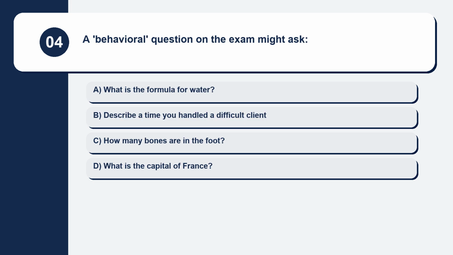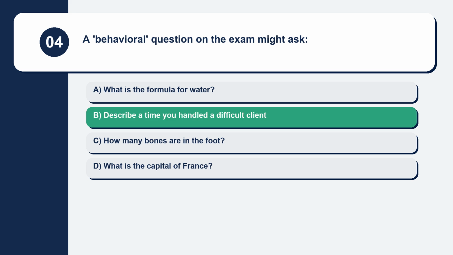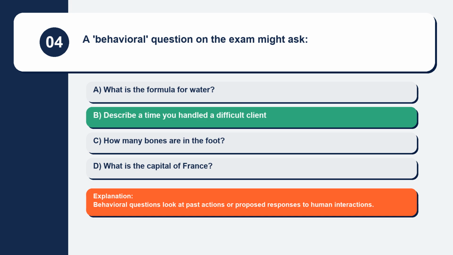Question 4. A behavioral question on the exam might ask: what is the formula for water? Describe a time you handled a difficult client. How many bones are in the foot? What is the capital of France? Behavioral questions look at past actions or proposed responses to human interactions.